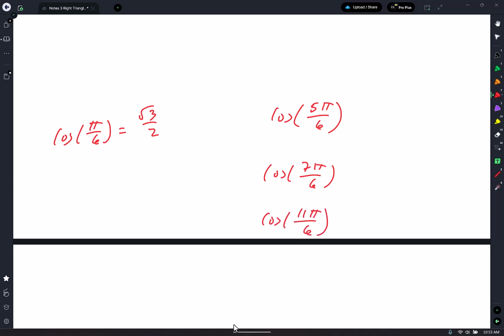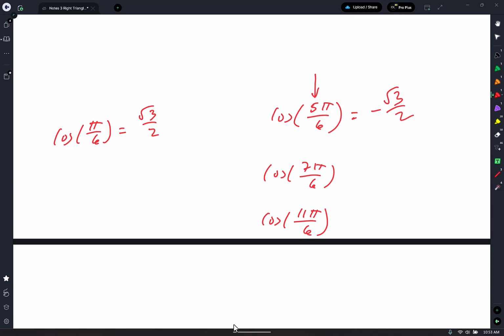Do all these have a denominator of 6? As long as the numerator has a 5 in it, 5 pi over 6, that must mean I'm in quadrant 2. So this must be a negative square root of 3 over 2.